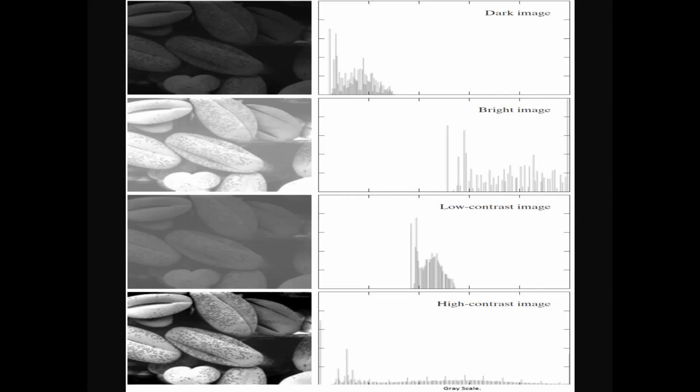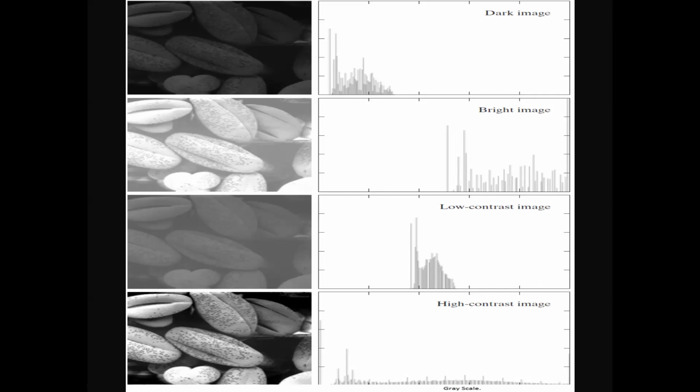Next, coming to the low contrast image. In the case of a low contrast image, the histogram is present in the middle of the x-axis, that is the input. Middle here means we take the gray level range 0 to L minus 1. For a dark image, the histogram is towards 0. For a bright image, the histogram is towards L minus 1. For a low contrast image, the histogram is in between the 0 and L minus 1 range.